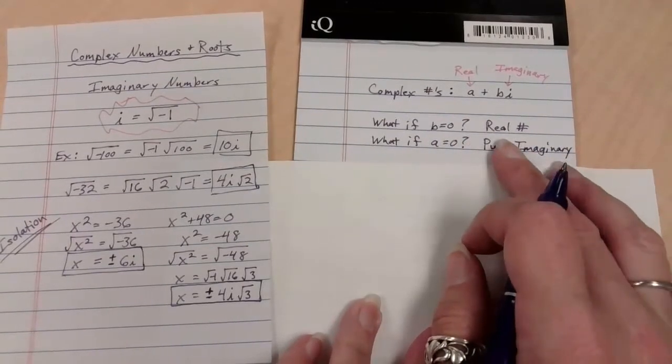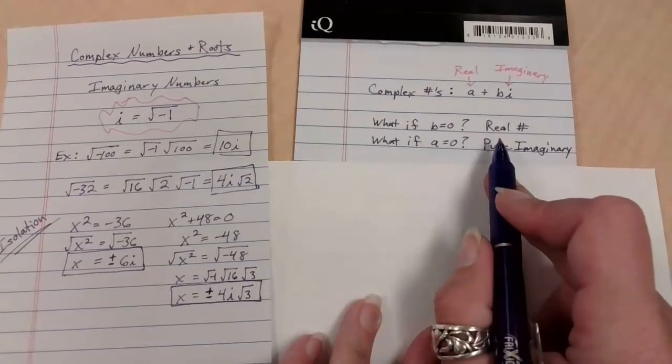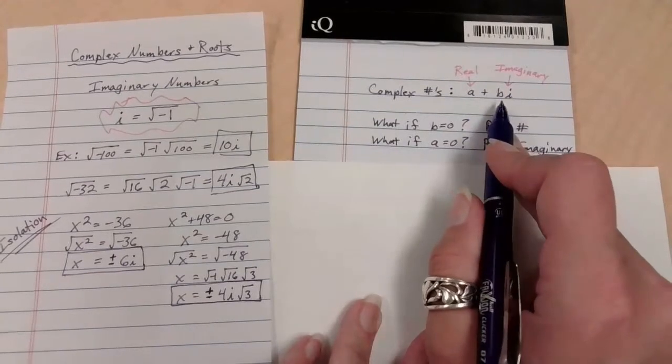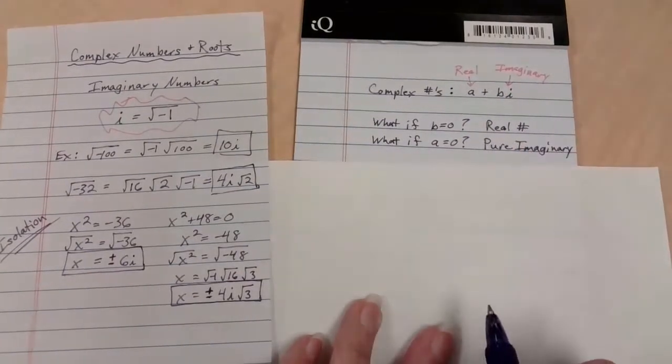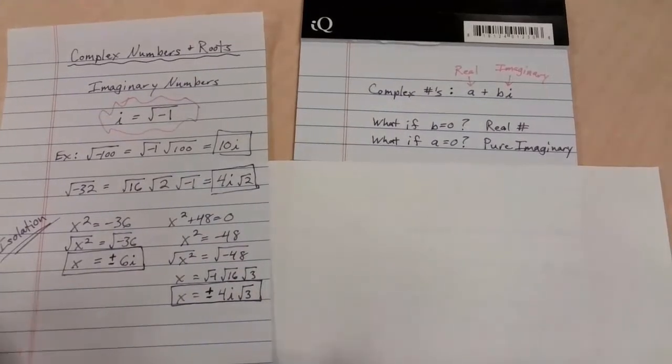and if b is 0, I simply have a real number, which means that all of these real numbers that you've been working with since, I don't know, kindergarten, have all been complex numbers. It's just that the b value was 0, so the imaginary part was not around. See, you've been doing this forever. You got this. Okay, so that's our standard form.